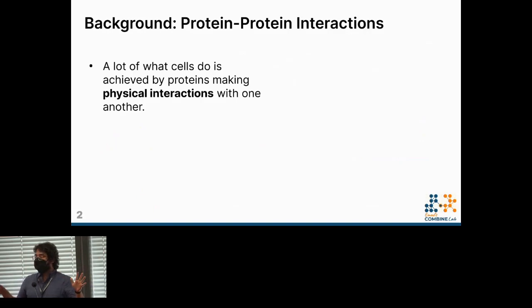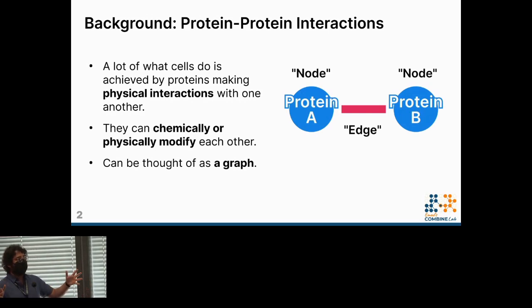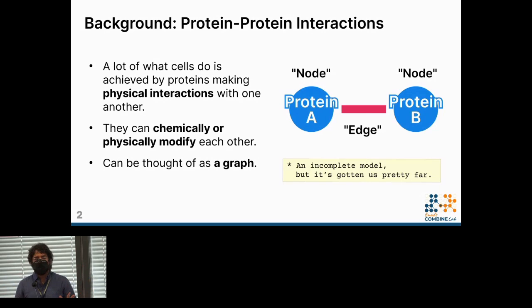So let me begin with a brief introduction to the problem we're trying to solve. I'm primarily concerned with protein-protein interactions, or PPIs. Most of what cells do is in fact achieved by these physical protein interactions. When proteins interact, they can make chemical or physical modifications to one another. And to the delight of computer scientists in the room, you could think of this as a computational graph where each protein is a node and each interaction is an edge. That's an incomplete model, but historically it's gotten us really far.